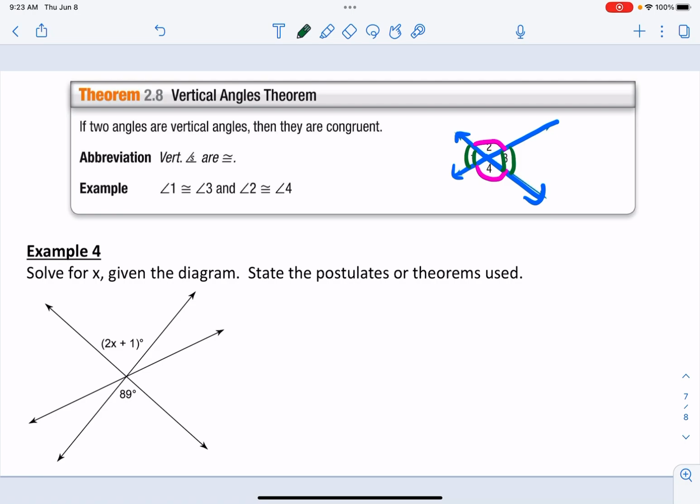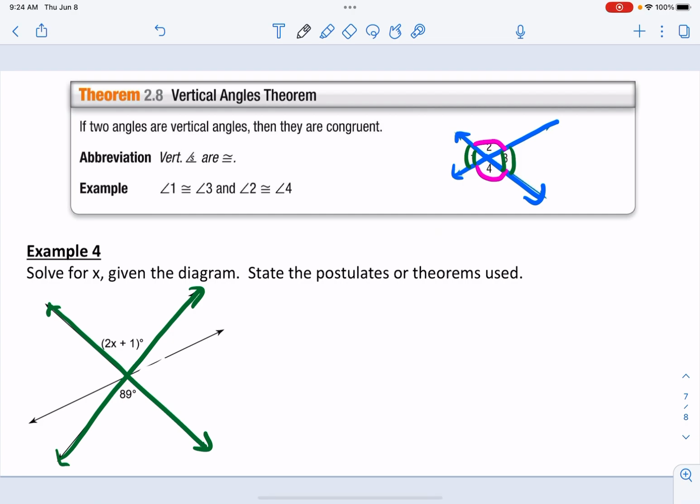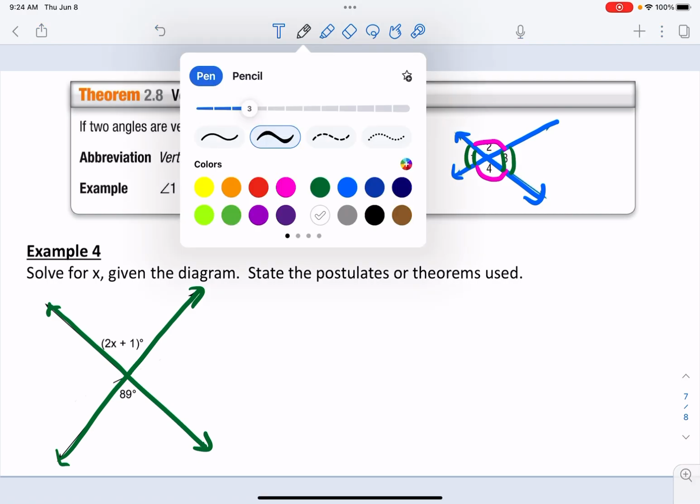So now in this example 4, I have one line here that intersects another line here that intersects. X marks the spot. Unfortunately, you kind of have to ignore that last one. Let's see, do I have white? I do have white. So if I write on that in white so it's not there, you can maybe cover that up with your finger. So now we have X marks the spot.